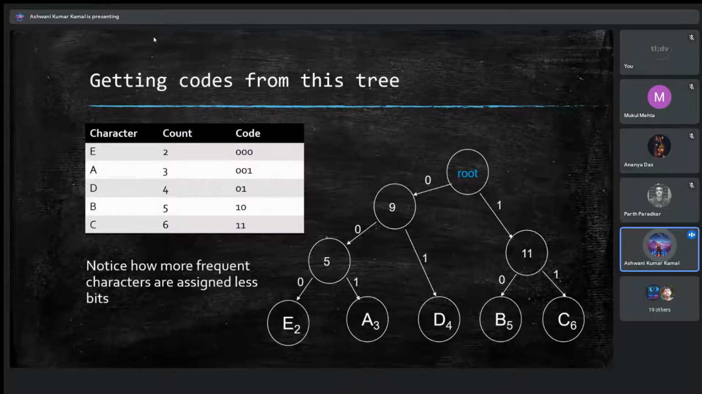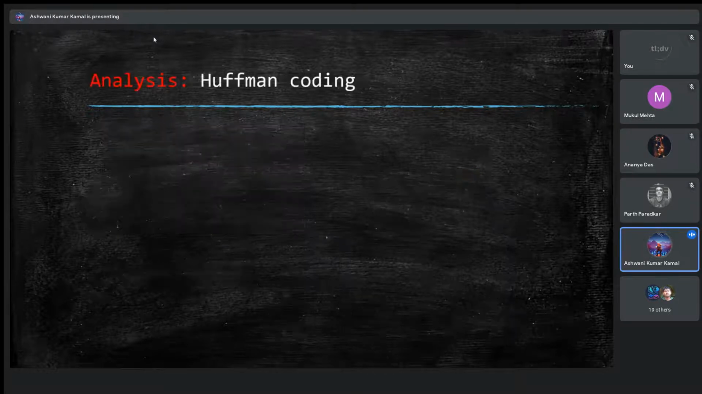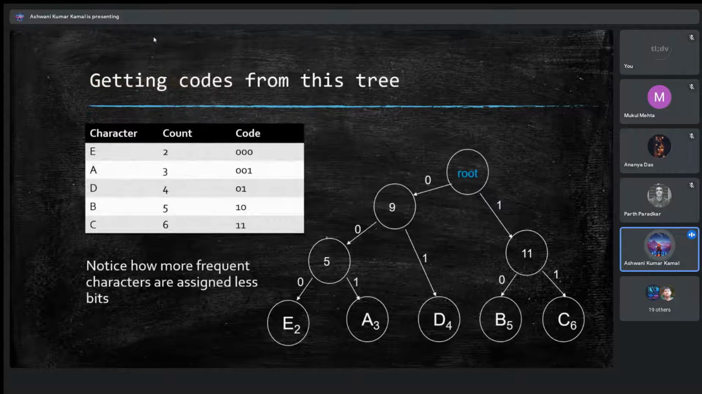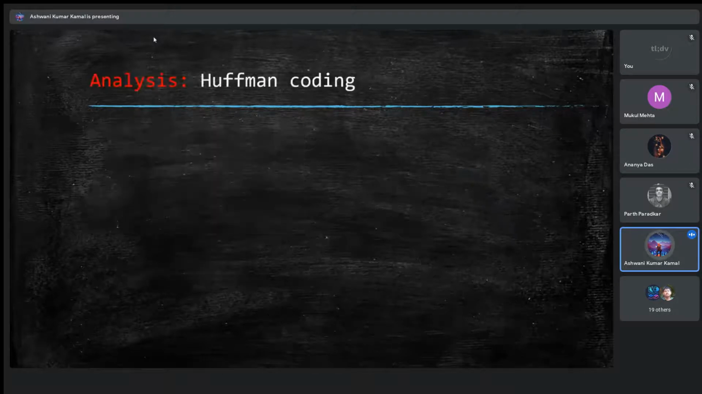We are actually using fewer bits for the characters which appear more often, and more bits for the characters which appear less often, saving a lot of memory. So we'll do a little analysis of how much data we have saved by using this technique.